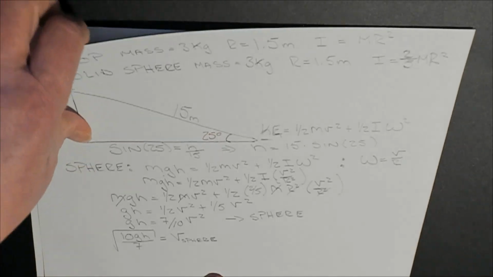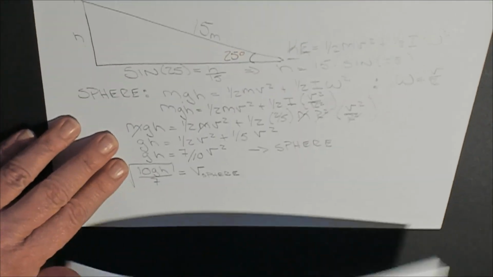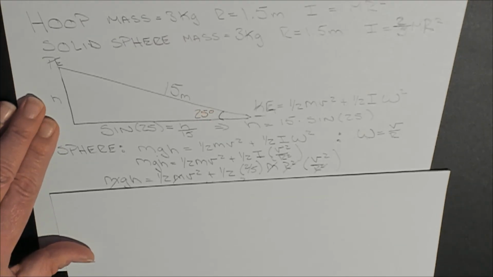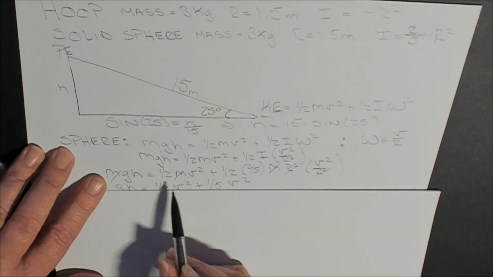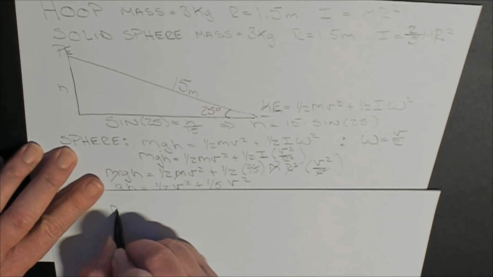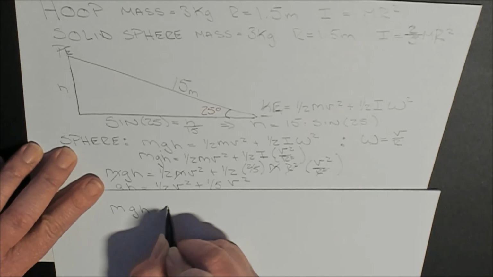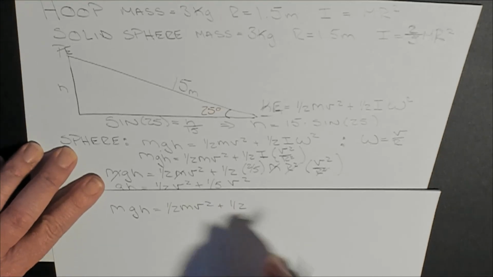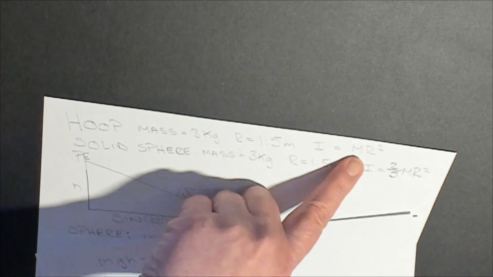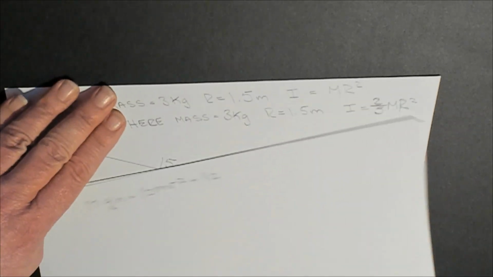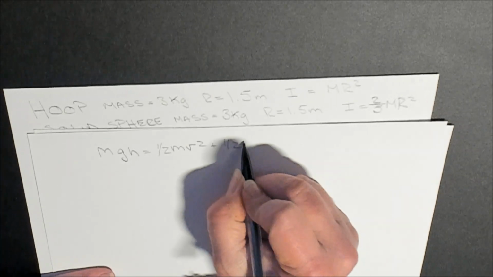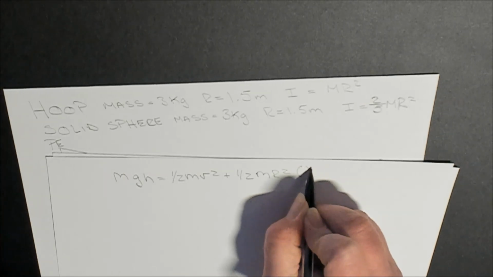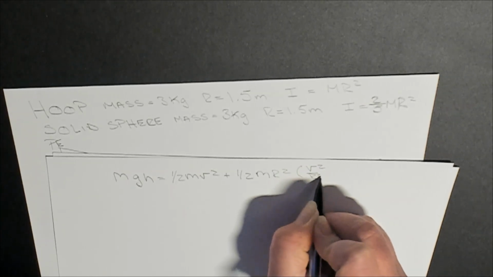Awesome. So let's do the same thing, but this time do it for the hoop. Here I can skip some steps because this piece is going to be the same. So I have mgh equals 1/2 mv squared plus 1/2. Now I need my I, and I is just the total mass times r squared. So my inertia becomes mr squared, times omega squared, which is v squared over r squared.